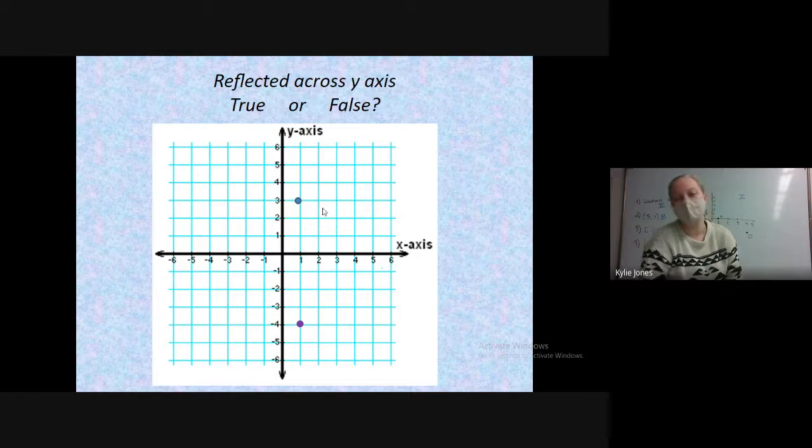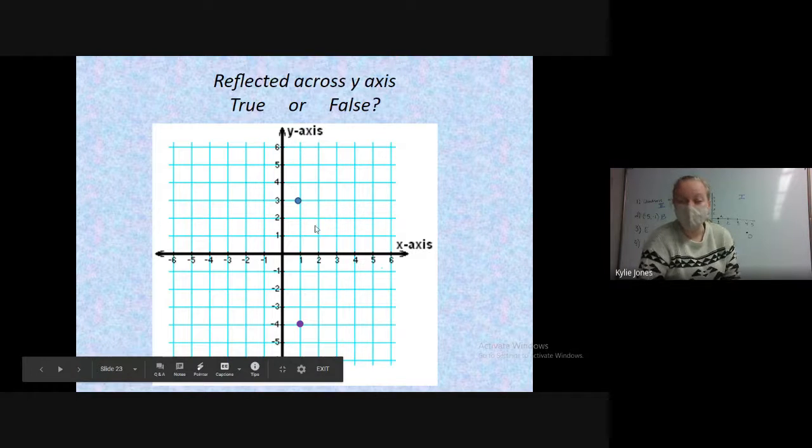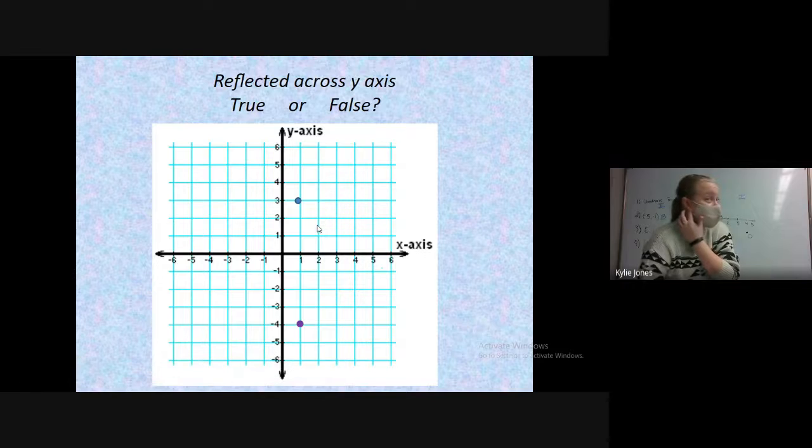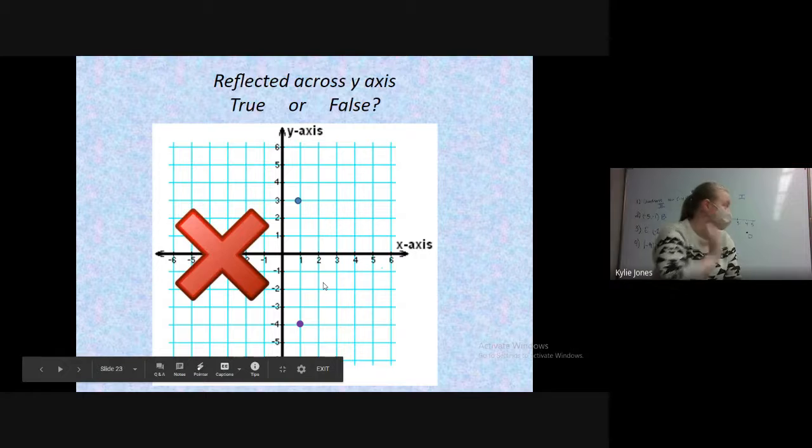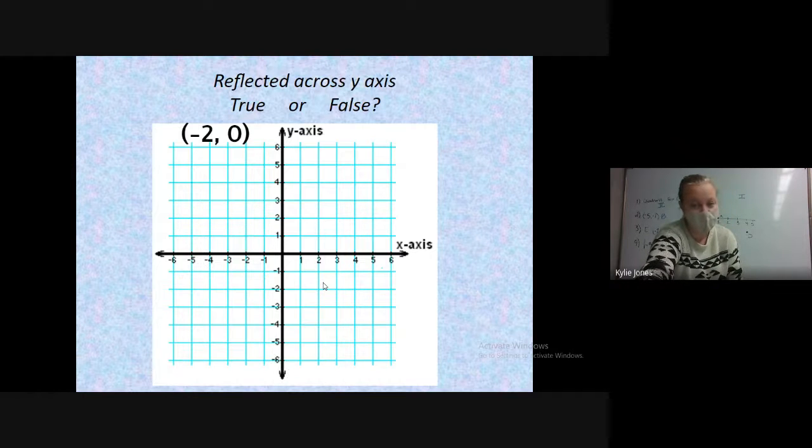If it had asked us to reflect it over the x-axis, it still would have been wrong though. Why? Because it's not even equal. It's on a different coordinate. This one is over 1 up 3, so this should have been over 1 down 3. But they put it at 1, -4, which is too far down. So overall, just wrong, right? Not correct. Let's just do one more.